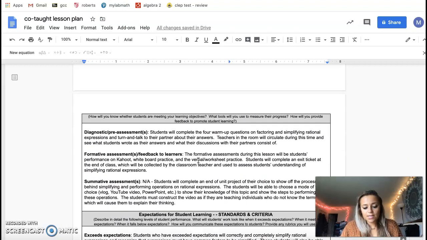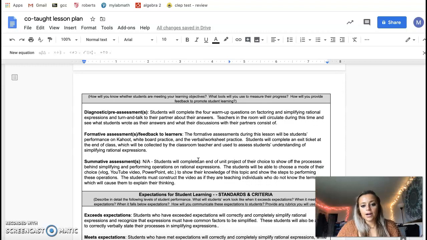The summative assessment for this lesson, or for this unit, is not going to be a test. The students are going to have a choice of how they want to present their learning, but since the end result of this is to perform operations on rational expressions, they are going to have to choose a mode. It could be a YouTube vlog, a PowerPoint, and they're going to have to perform operations, but they're going to have to teach people who don't know how to do it, and show the processes, show how to simplify, show how to perform those operations. That's their final project instead of a test.